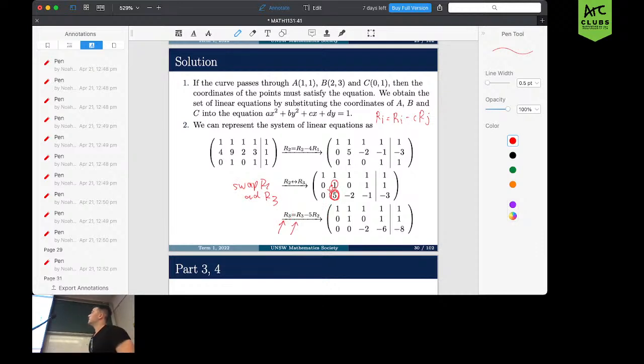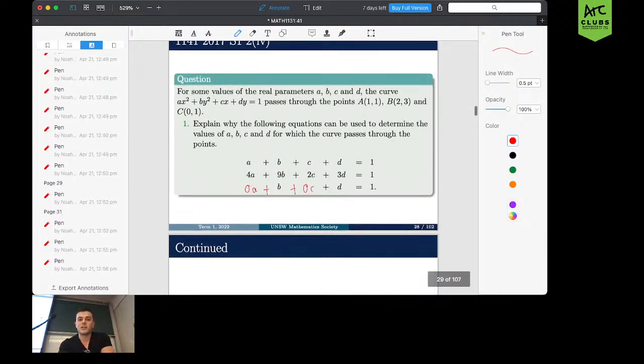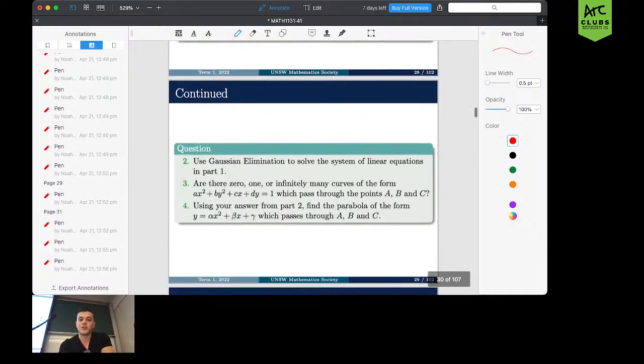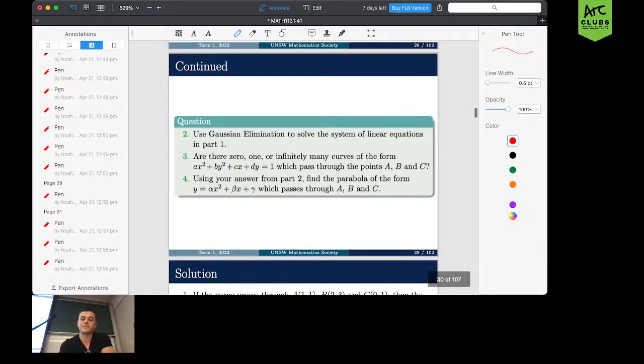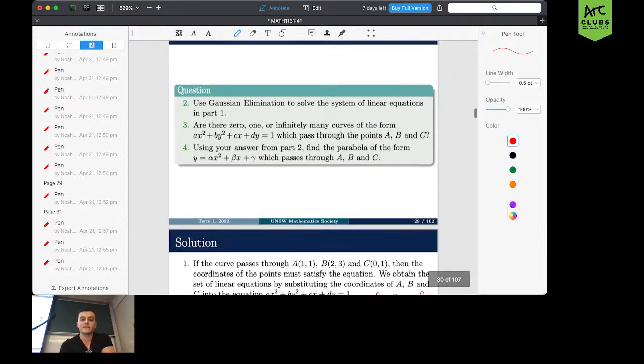Okay. All right. So great. We know how to row reduce. So use Gaussian elimination to solve the system of linear equations in part 1. So that's how we do it.